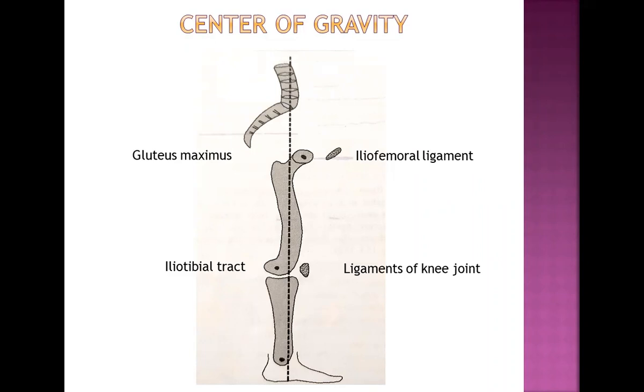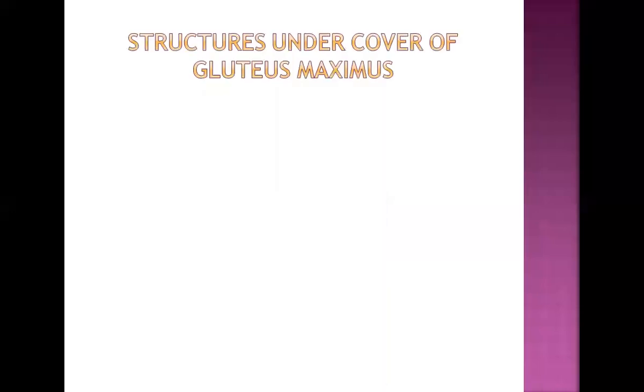Okay, but the most important feature that you need to know is that gluteus maximus helps in stabilization of the trunk, and the iliofemoral ligament, which is the strongest ligament of the hip joint, helps to prevent the backward displacement of the trunk over the hip. Okay, so now this topic is highly important.